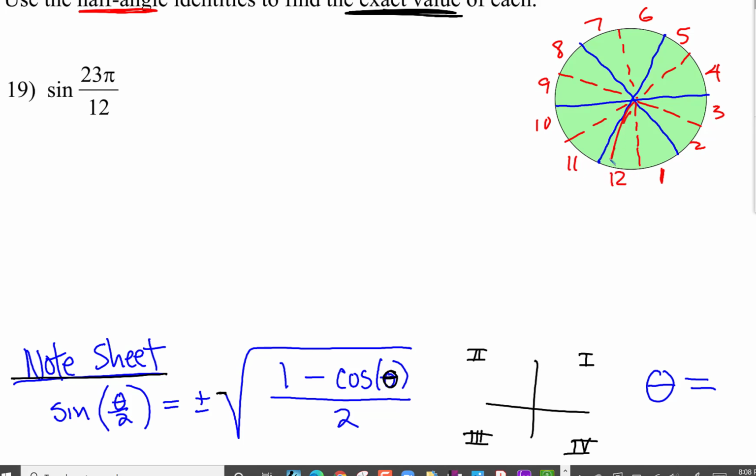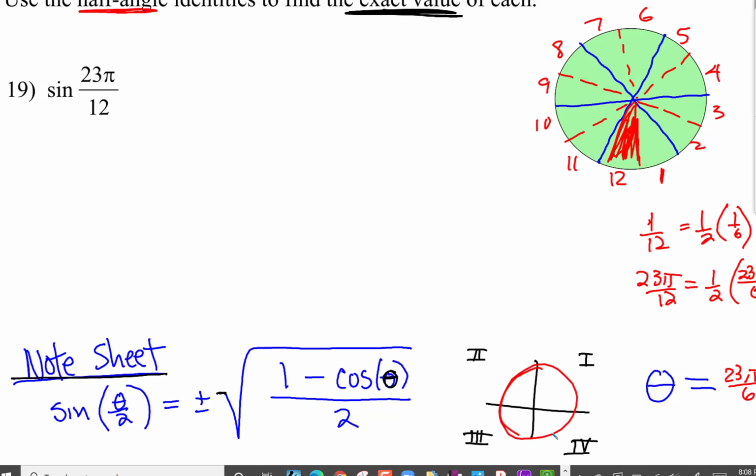Oh, so 1/12 is half of 1/6. So 23 pi 12ths is exactly 1/2 of 23 pi 6. So the theta is 23 pi 6, but what we care about is where would that be on the unit circle, right? Because that's usually the theta that we're talking about, the coterminal.